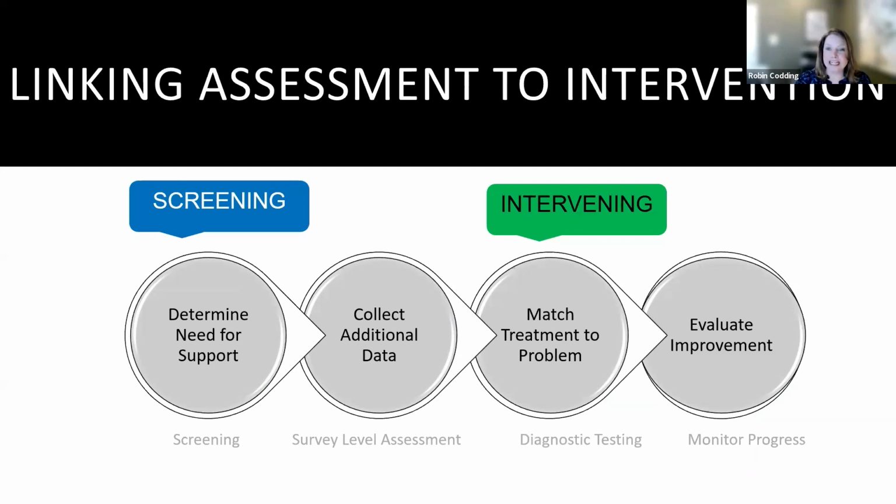And in order to engage in that direct link between assessment and intervention, so that intervening stage, we really want to use more diagnostic assessment, or as I wrote here, diagnostic testing. And I'm going to walk through a number of different options that you may have to engage in that process in a systematic way to inform your intervention. And then, of course, we want to evaluate the improvement that students are making through our progress monitoring process. We'll also talk a little bit about how progress monitoring math is different than you might be used to doing in reading.